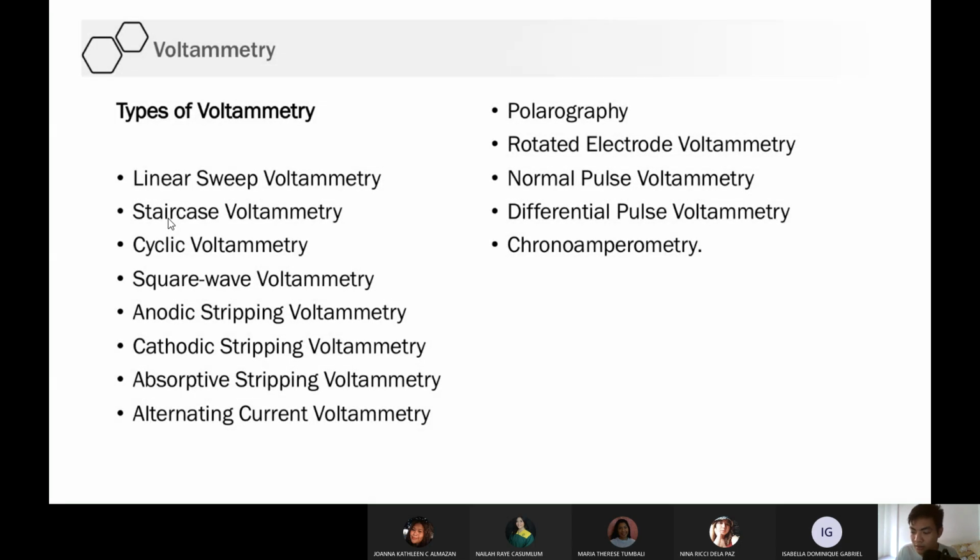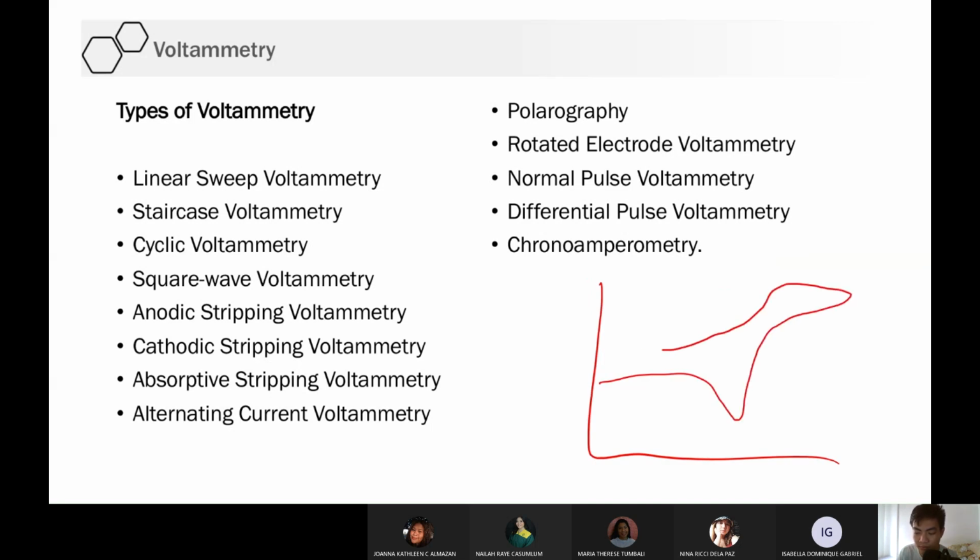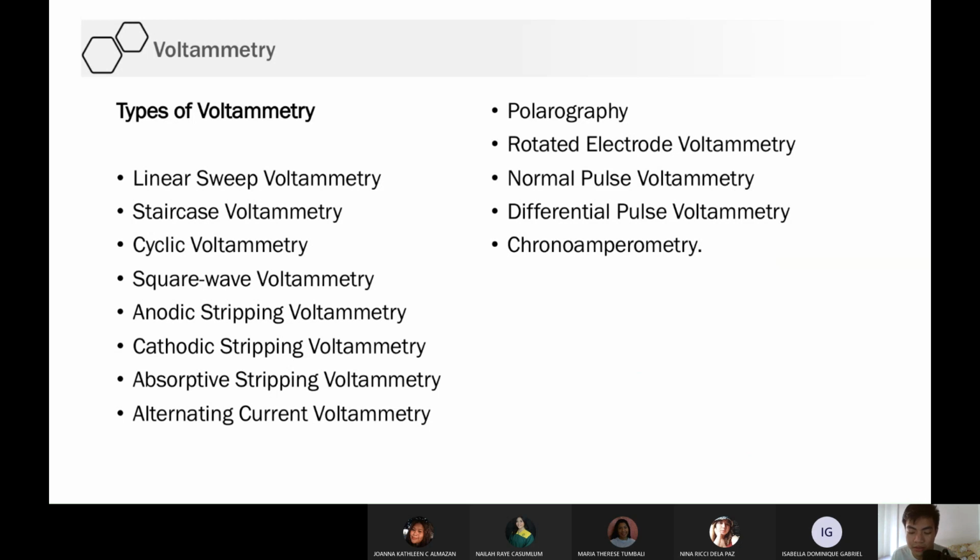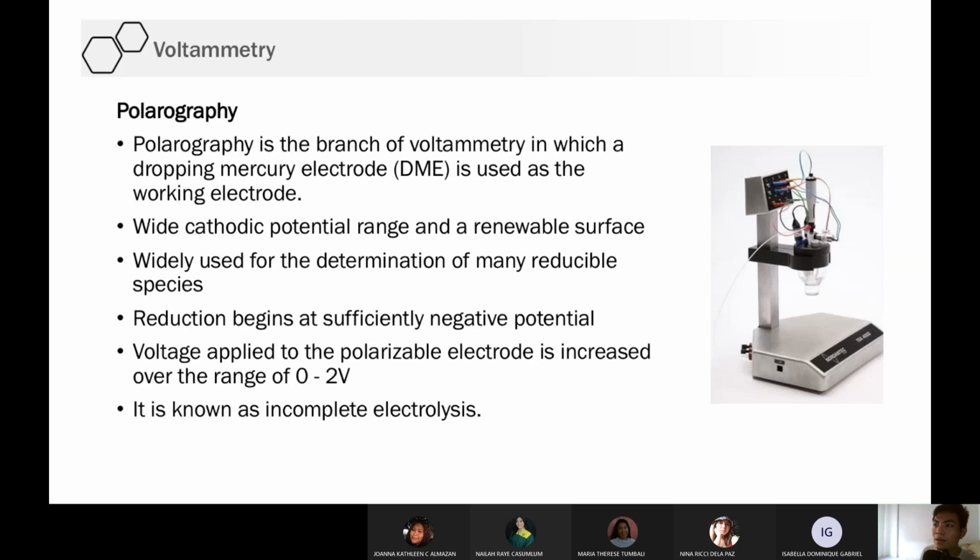You have the staircase. Literal na ganito yung itsura ng titration curve niyan, staircase talaga, no? Okay. Pag cyclic, yun yung pa-duck shape, no? Pa-circle, ganun. Yan. Dinosaur na ata yan. Anyway, basta ganun. I have the anodic stripping, cathodic stripping, which is related to this one. Anyway, so hindi mo naman kailangan kabisaduhin yan.